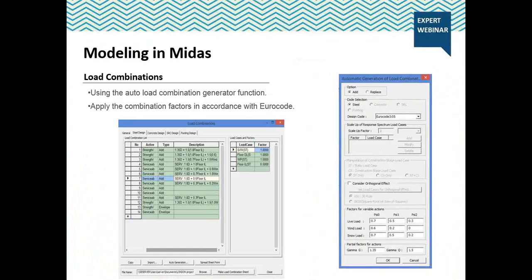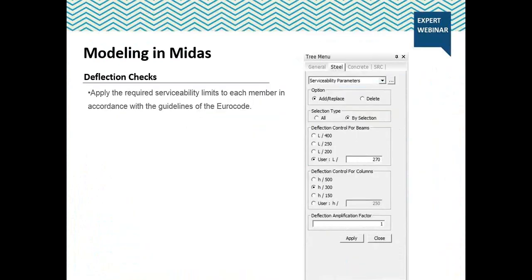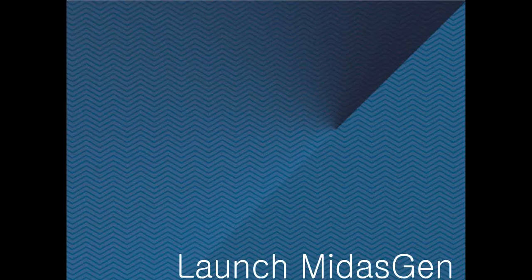An envelope combination automatically selects the worst case combination for strength and for serviceability. When we are assessing the lateral and longitudinal deflection, we set the deflection limit for column members to height divided by 300, and in assessing the vertical direction, we set the deflection limit for beam members to span divided by 270 for floors. I will now launch the model in Midas.